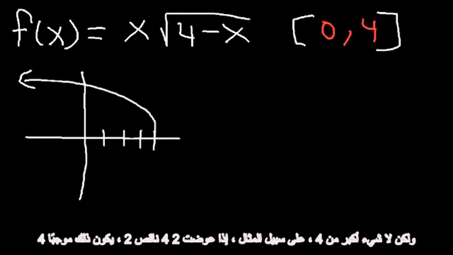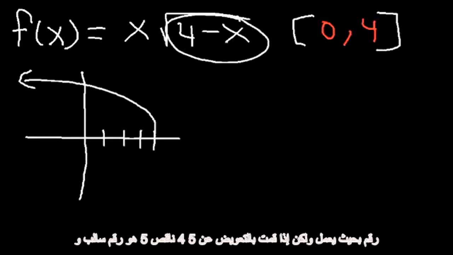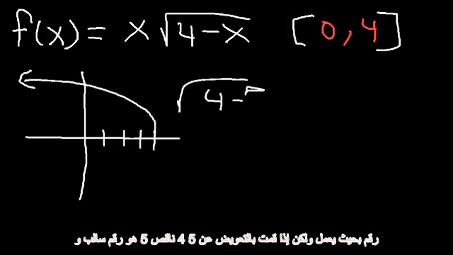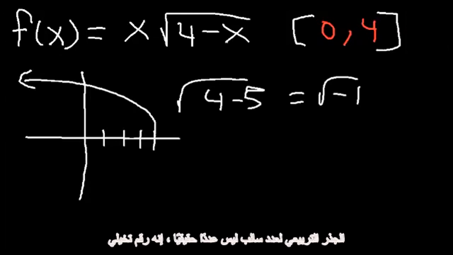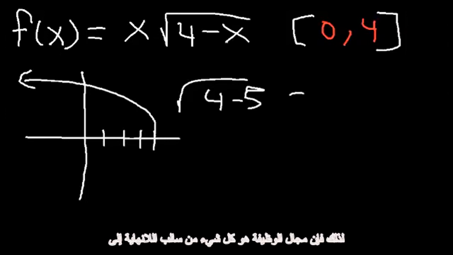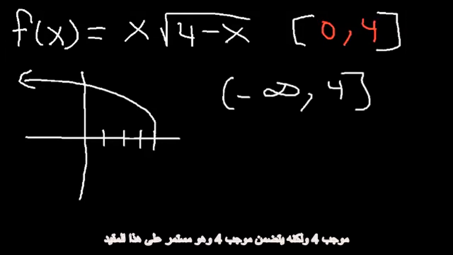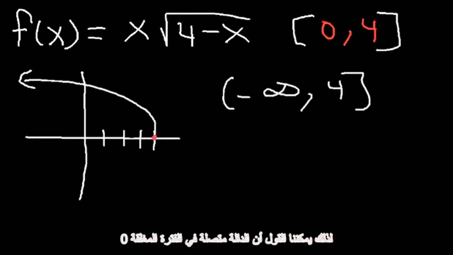For example, if you plug in 2, 4 minus 2 is a positive number, so that works. But if you plug in 5, 4 minus 5 is a negative number, and the square root of a negative number is not a real number, it's an imaginary number. So therefore, the domain of the function is everything from negative infinity to positive 4, but it includes positive 4. And it's continuous on this restricted domain. So we could say that the function is continuous on the closed interval 0 to 4.